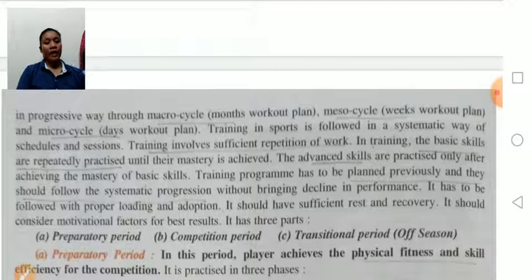The training has to be performed in a systematic and scientific way as per the schedule and season session. Okay, as is the schedule, as is the session, accordingly we have to do the training. Training involves sufficient repetitions of work. In training, we should repeat the workout until we are expert in that workout.